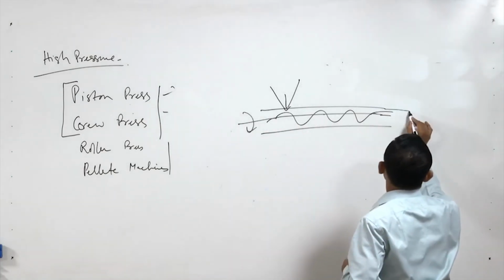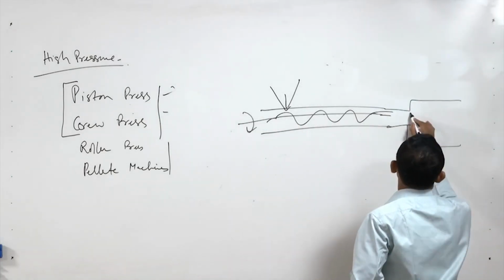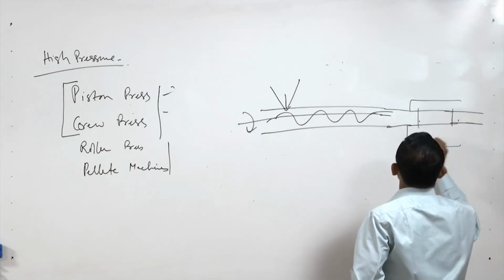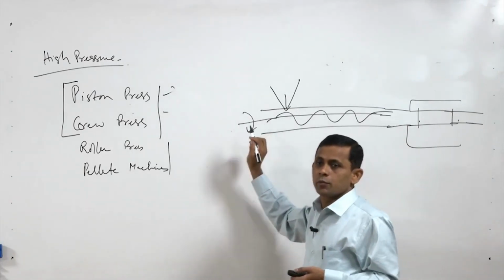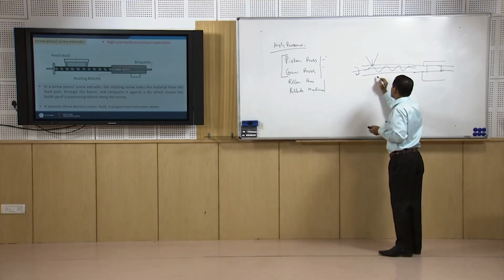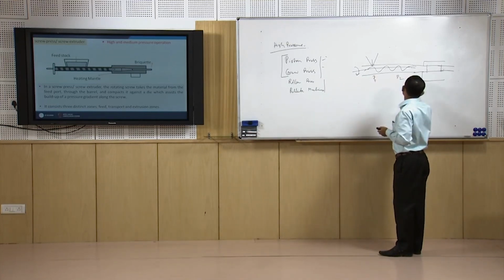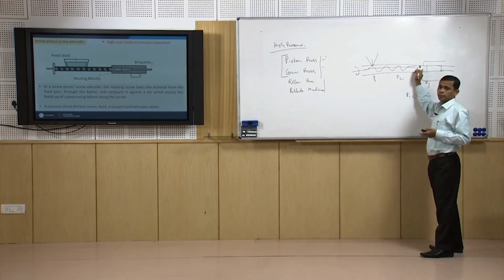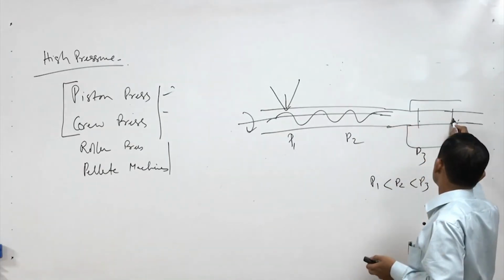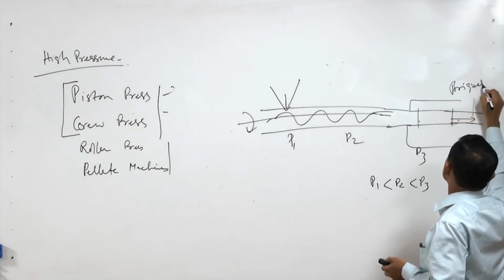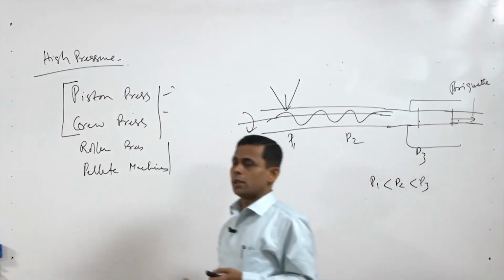So, this will come and we will have some die here. When the material is moving in the forward direction, pressure is generated. So, there is a pressure gradient. See, P1, here is P2, here is P3. So, P1 is less than P2, which is less than P3. High pressure is generated here where the die is, and from the outside of this we will get the briquette.